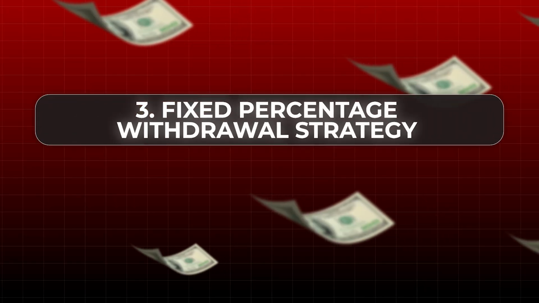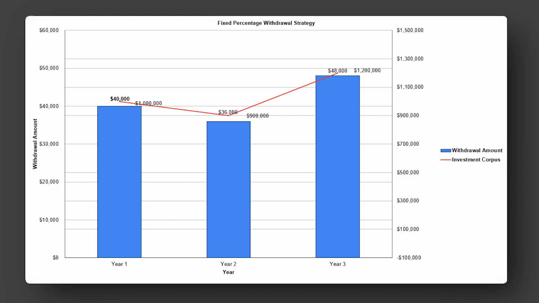With that said, let us now talk about our third withdrawal strategy, the fixed percentage withdrawal strategy. For an investment portfolio of $1 million, you will withdraw 4% each year regardless of the portfolio's performance.